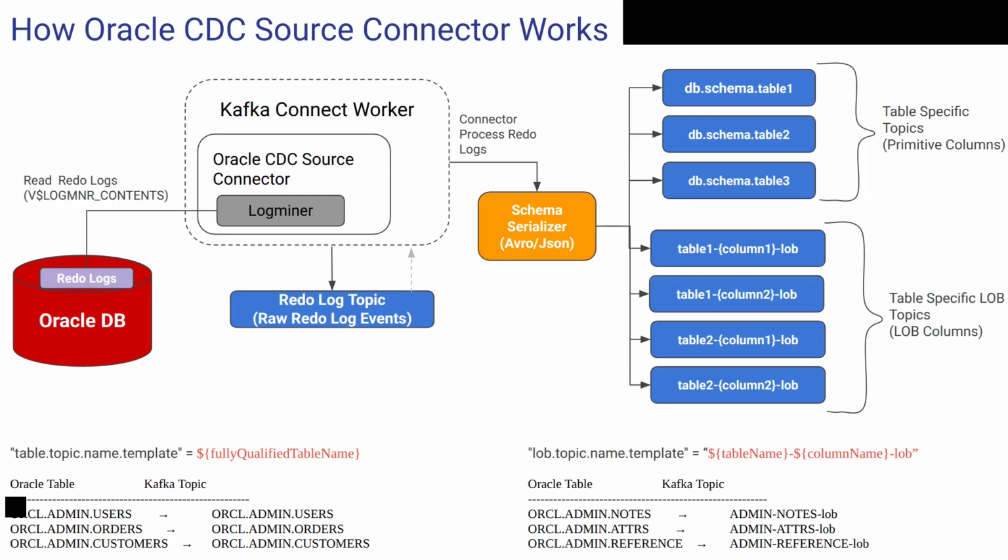On the left side, you see the primitive data. On the right hand side, I have configured the LOB topic name with the parameter called lob.topic.name.template, which is table name, hyphen, the name of the column, and hyphen. I have added a string called LOB just to identify that this topic belongs to the LOB data. So the Kafka topic is again created with admin as the name of the table, notes as the name of the column, and appended with LOB. So this is how your Kafka Connect worker works.